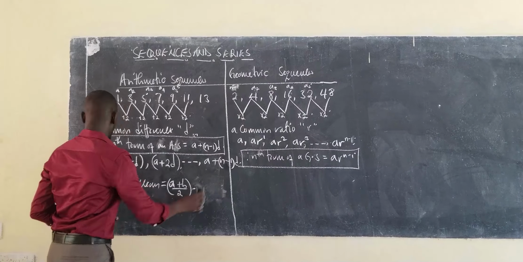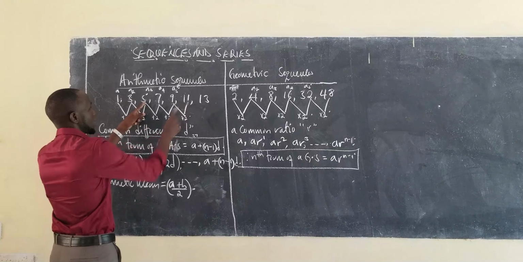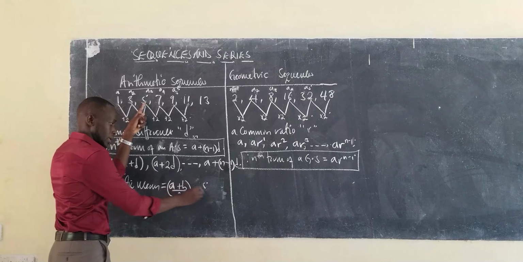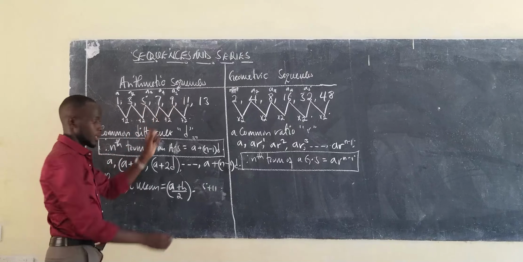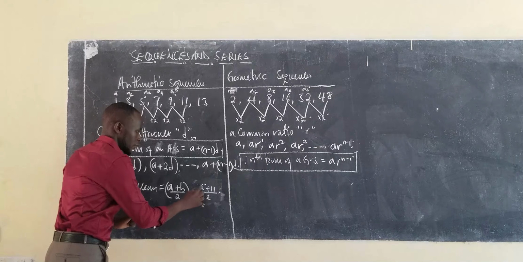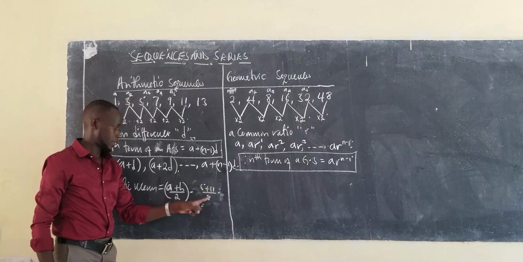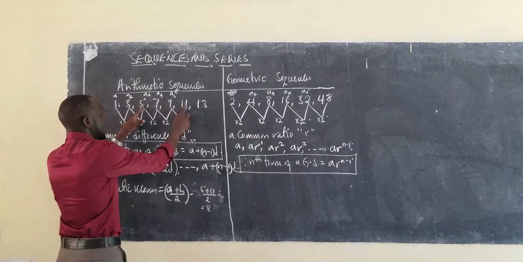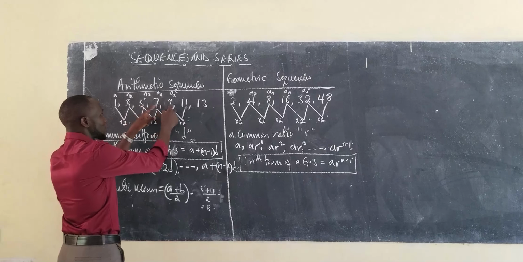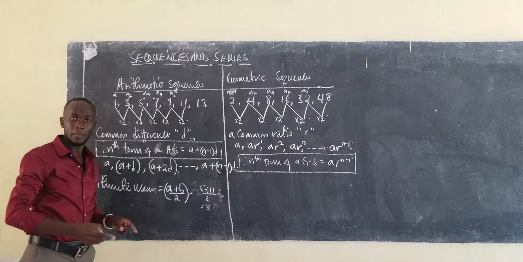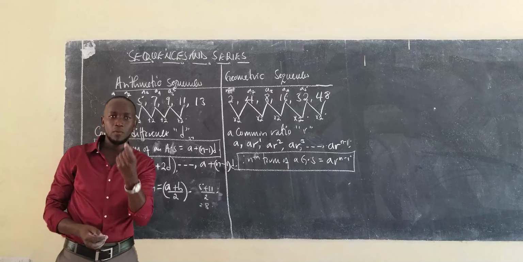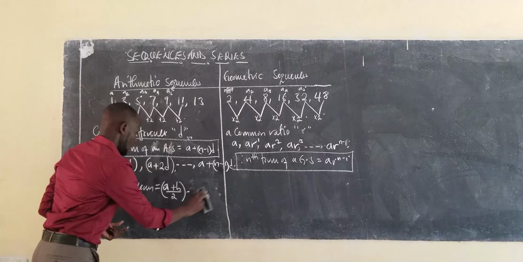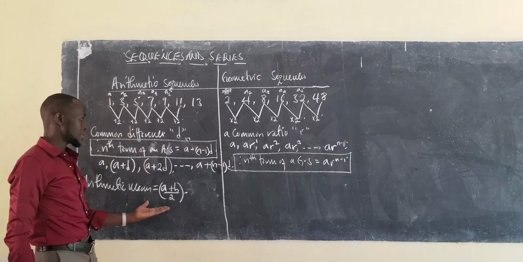Tomorrow somebody's going to tell you the arithmetic mean between 5 and 11. So just get 5, which is A, plus 11, which is B, divided by 2. 5 plus 11, you get 16. 16 divided by 2, you end up getting an 8. So between 5 and 11, there is an 8. That figure in between the two given values is what they call the arithmetic mean. For an arithmetic sequence, this is how it is done.